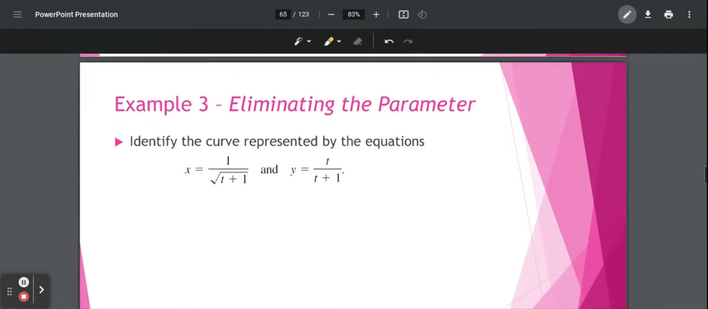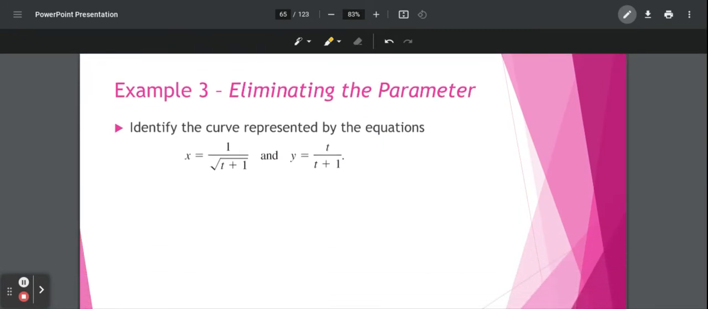All right, so let's look at this next example where we are going to eliminate the parameter. Okay, so here, what I'm going to do, remember our first step is to solve one of the equations for t. And because y has a t in the numerator and the denominator, but x only has one of the t's, I'm going to actually solve this x equation for t. So first I'm going to get rid of the square root. So I'm going to square both sides. So I get x squared. 1 squared is 1. The square root of t plus 1 squared is just t plus 1.